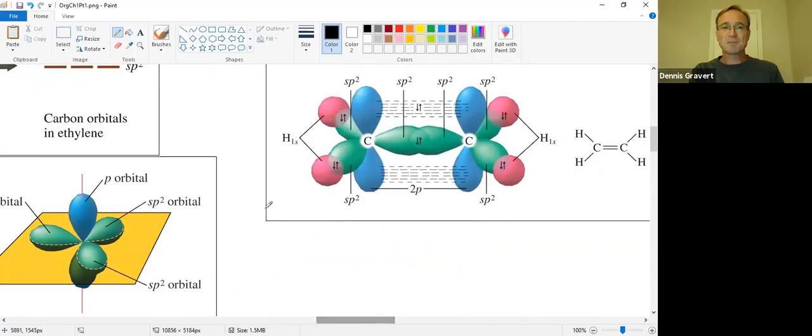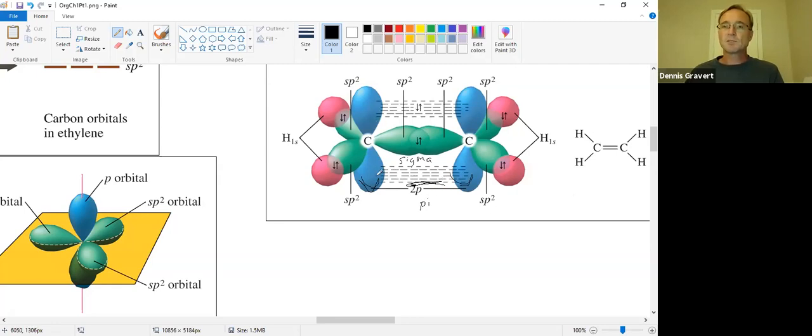And if we take 2 carbons that are sp2 hybridized, so here's the triangle shape, p orbital up and down, triangle shape, p orbital up and down. You're going to have the sp2 orbitals sideways overlap here. That's going to create a sigma bond. And then this p and this p can sideways overlap to make a pi bond.